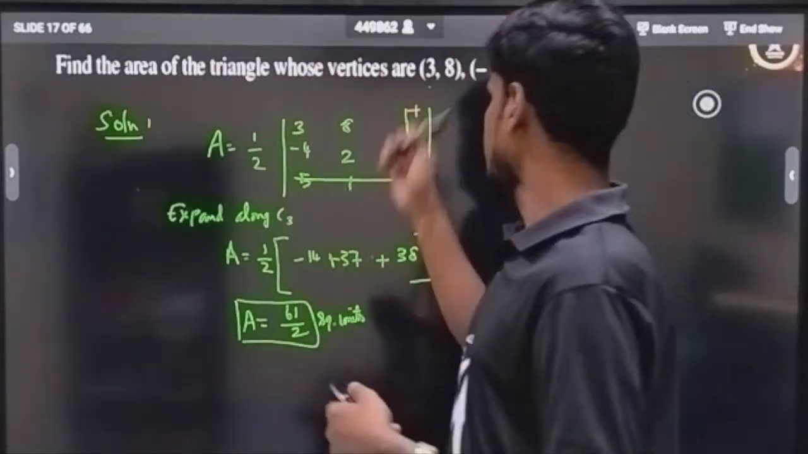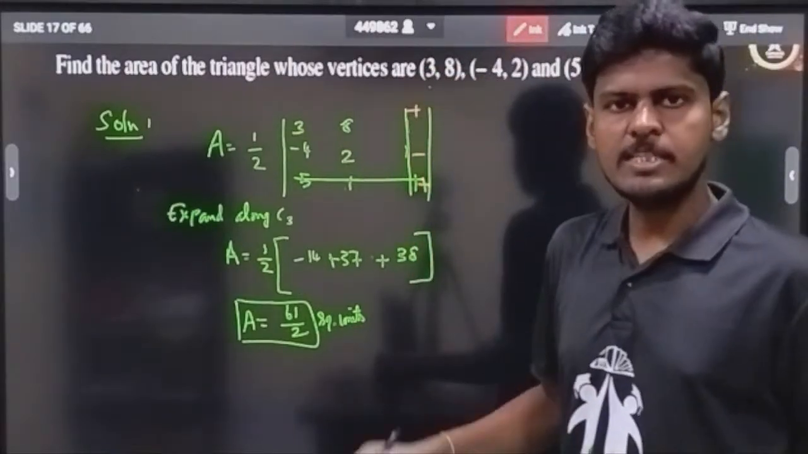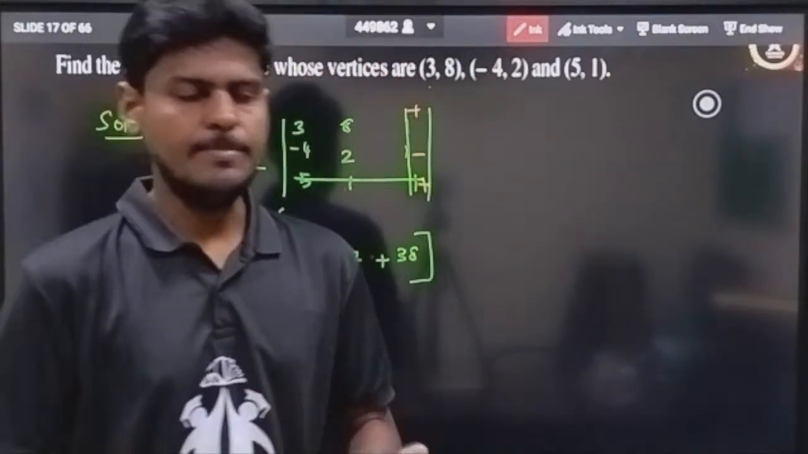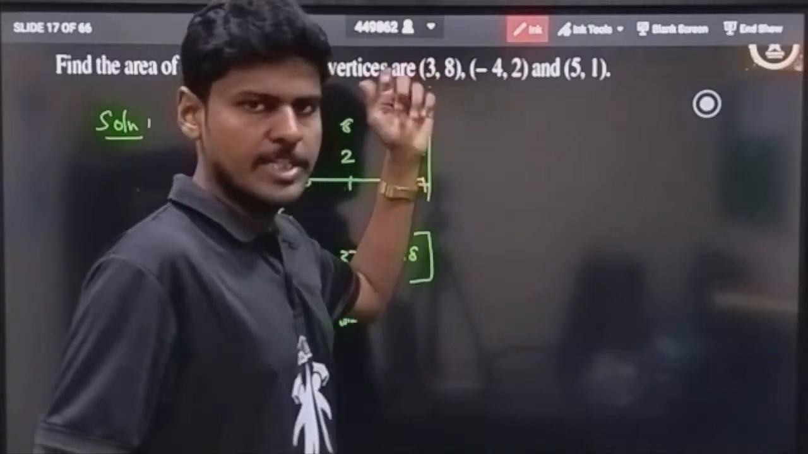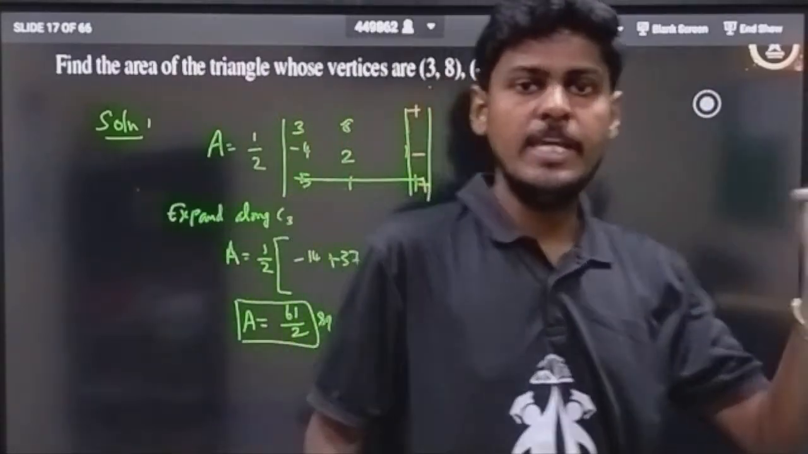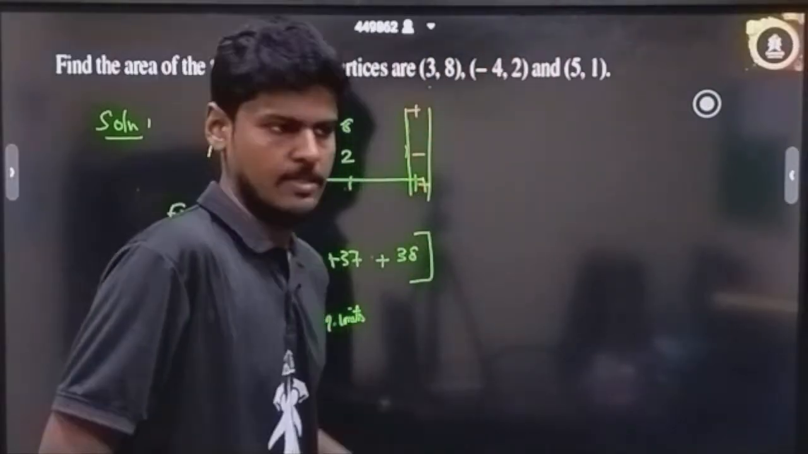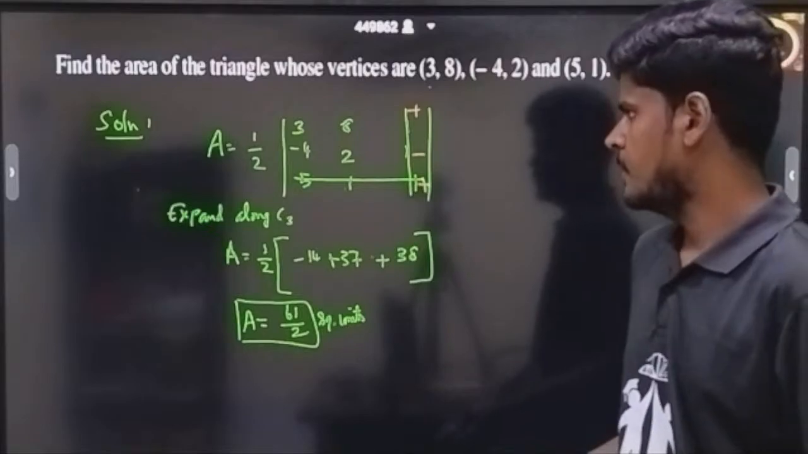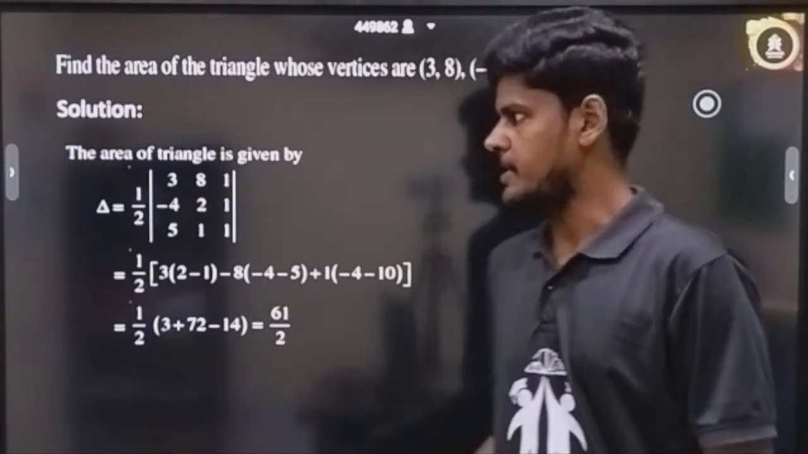Sometimes in a question they may give alpha comma 8 and remaining vertices, and these 3 points are collinear. Then find the value of alpha. That means again we will use the same formula. In place of whichever number is given, we will write as it is, and then the value of determinant will be equated to 0. That's how we should find the answers. So this is another application of determinant. Final answer is 61 by 2 square units.